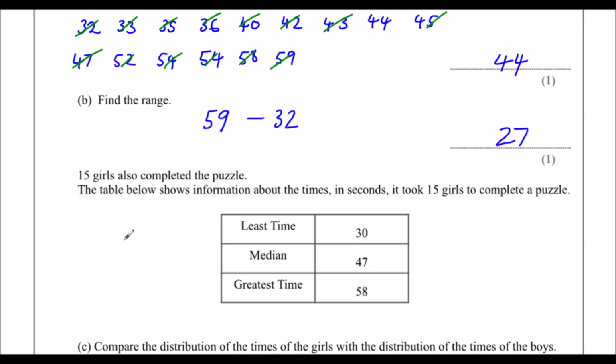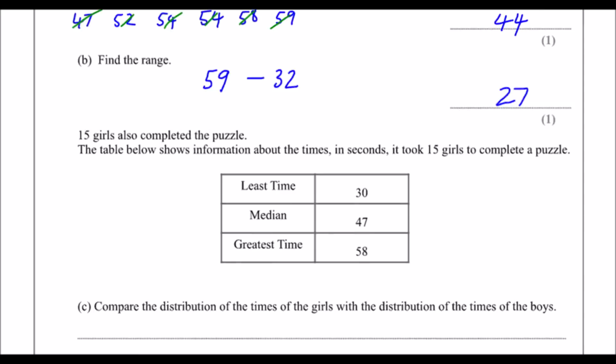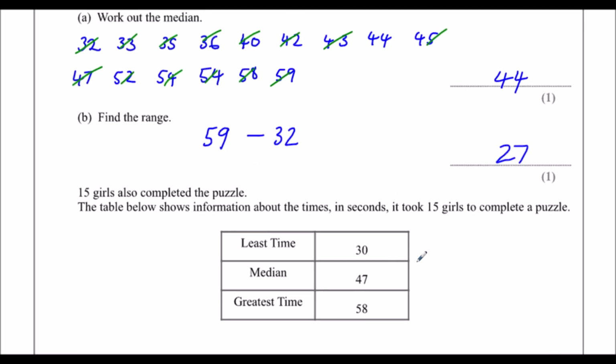15 girls also completed the puzzle. The table below shows information about the times in seconds it took 15 girls to complete the puzzle. So we've got the lowest, the median, and the greatest. Compare the distributions. So we can compare the medians and compare the range. We need to compare an average, which is the median, and a measure of spread, which will be the range. So the range for the girls is 58, take away 30, which is 28.